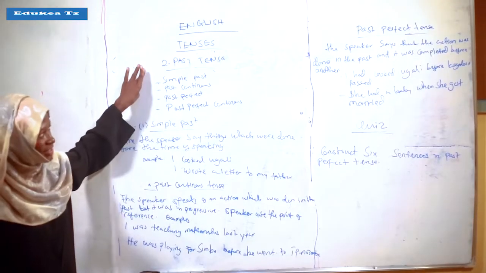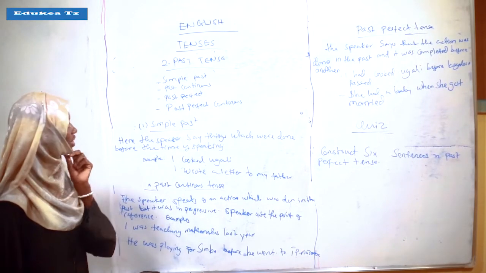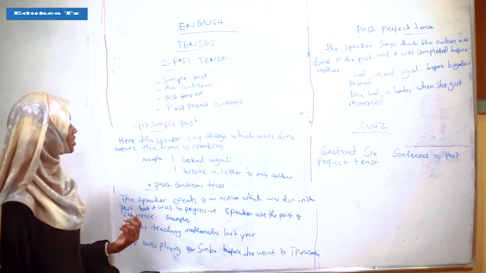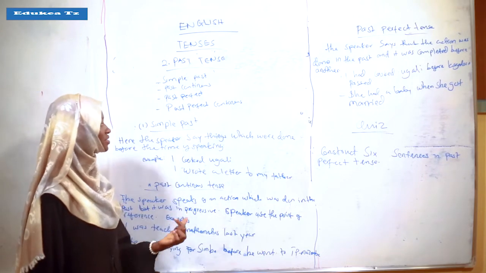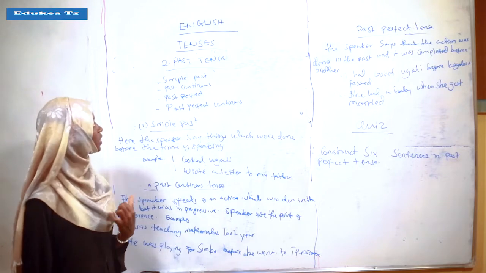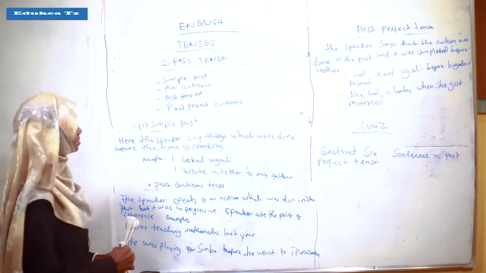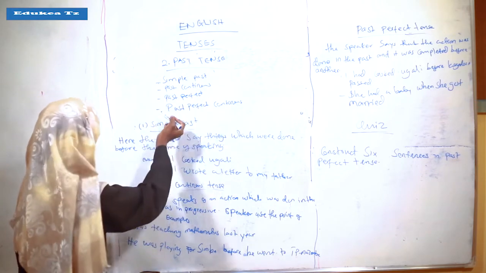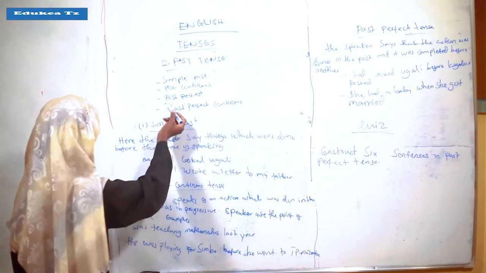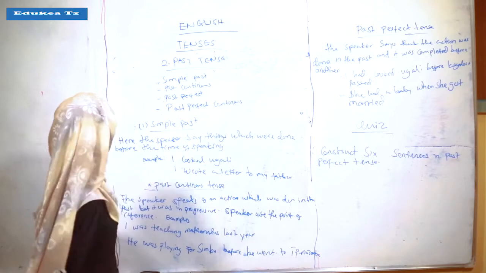The past tense. This is the second category, the second type of tense. Past tense is when we are talking about an event which was done before the time of speaking. Past tense is also divided into 4 parts: simple past, past continuous tense, past perfect tense, and the past perfect continuous tense.